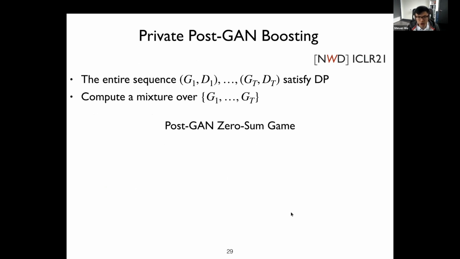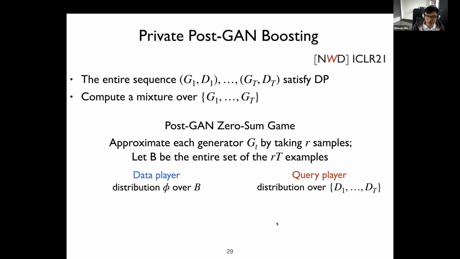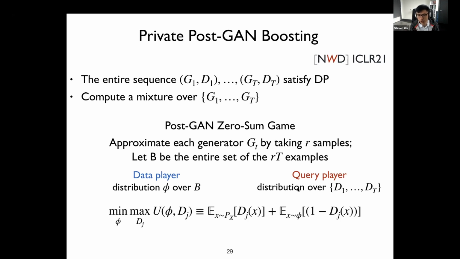And I'm going to define a post-GAN zero-sum game, meaning after you've done your GAN training, maybe it hasn't converged, you can still look at restricted zero-sum games where you have a set of generators playing against a set of discriminators. So here we're going to have the data player, who gets to control the samples from the generators, playing against a query player, who gets to control the sequence of discriminators, trying to play essentially the same game that Wasserstein GAN is playing. So this is the payoff function that governs this zero-sum game.